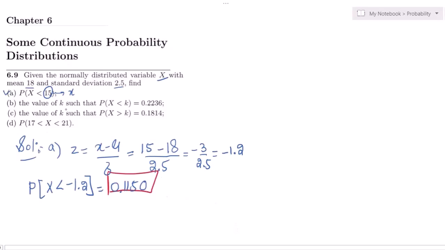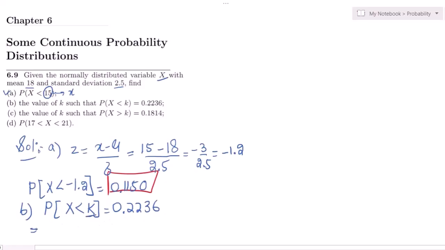Now in part B, the value of k such that the probability that x is less than k is 0.2236. So here we have this one. The probability that x is less than k is 0.2236. So first of all, let me find out the corresponding value of z for this value.